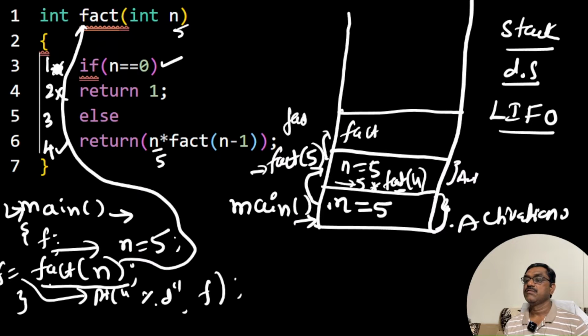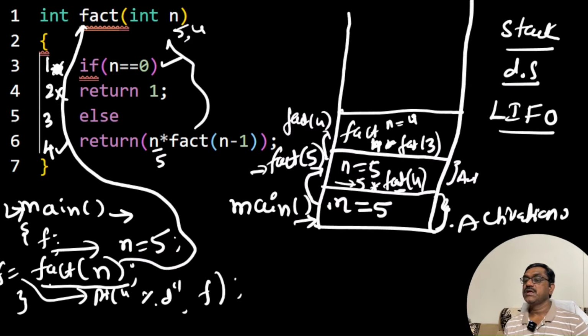Here I am writing fact of 4. Now this is the activation record for fact of 4. Now we know that n equals how much here? 4. Again, from here we are jumping to this, and here the n value becomes 4. Now again the condition is tested: is n equals 0? No. Again the else part is executed. So here again what we are writing is 4 into fact of 3.